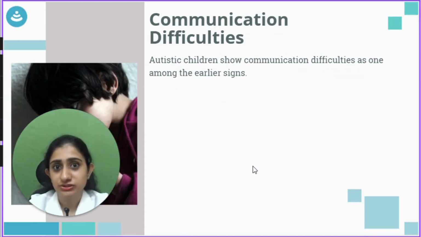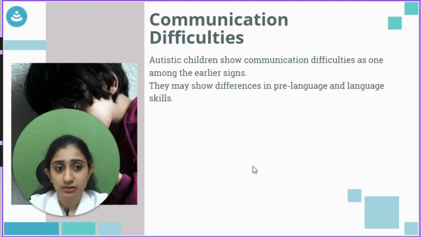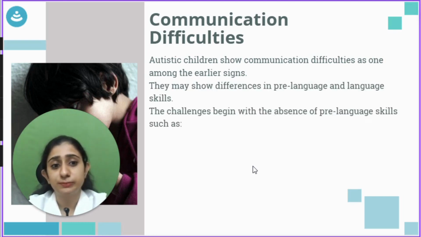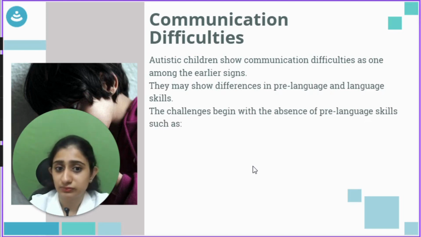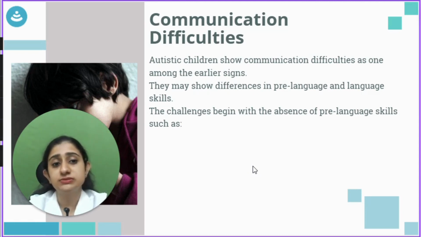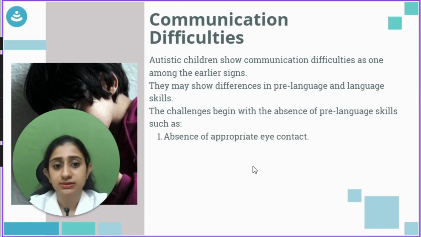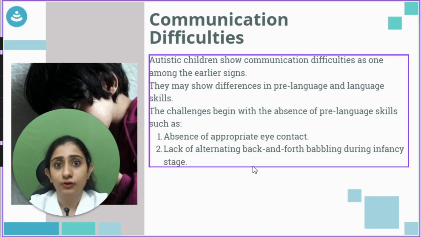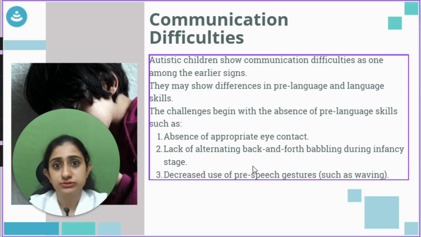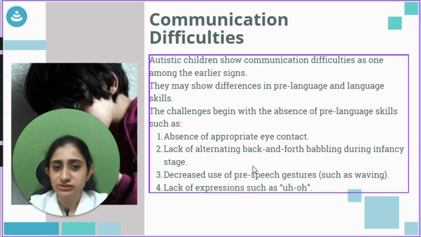Looking into the communication difficulties, autistic children show communication difficulties as one among the earliest signs. They can show differences with respect to their pre-linguistic or pre-language and language skills. The challenges usually begin with the absence of pre-language skills, such as absence of appropriate eye contact during an interaction, lack of alternating back and forth babbling during the infancy stage, decreased use of pre-speech gestures such as waving, and lack of expressions such as uh-oh.